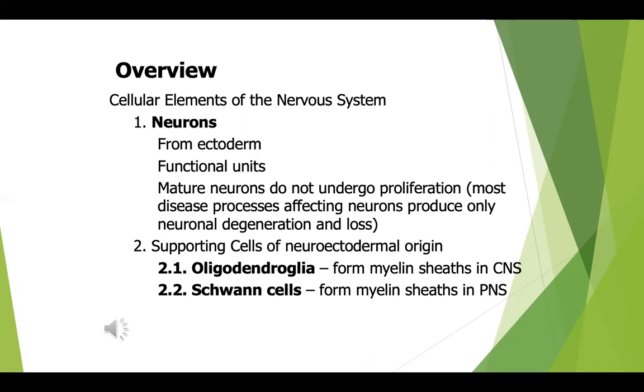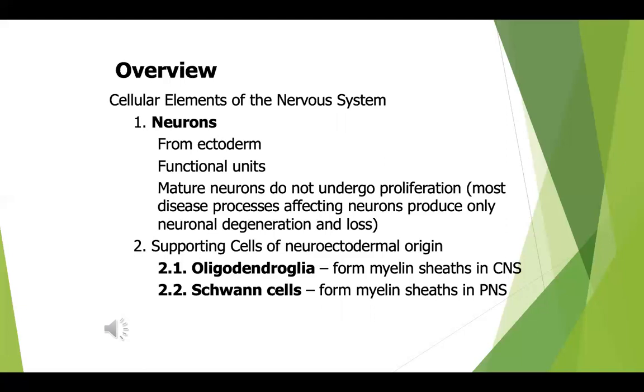Okay? And I'd like to remind you that mature neurons do not undergo proliferation anymore, and most disease processes affecting neurons produce only neuronal degeneration and loss. So we have to conserve as much as possible these functional mature neurons. The supporting cells of neuroectodermal origin are as follows: oligodendroglia, Schwann cells, the astrocytes, and the ependymal cells.